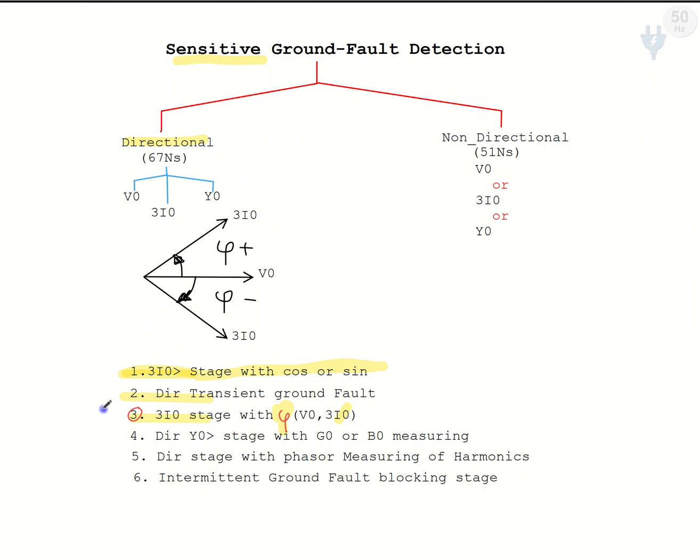In the previous sessions, we are in the fourth session of the third method finding. Now it is our third session about the 3I0 stage, measuring the angle between zero sequence voltage and zero sequence current.